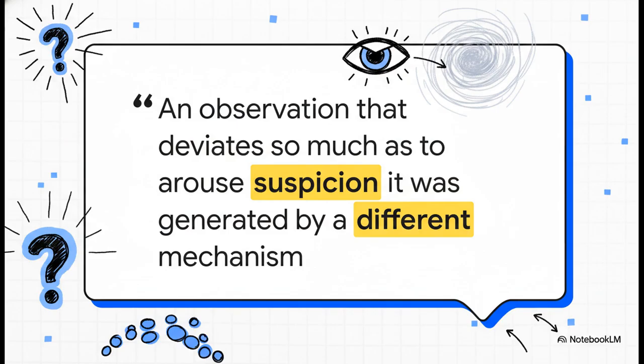Then, about a decade later, Hawkins added this really crucial layer to it. An outlier is so different, it makes you wonder if it came from somewhere else entirely. It arouses suspicion. You start asking questions. Was it a mistake? Or is it telling us something totally new and important?